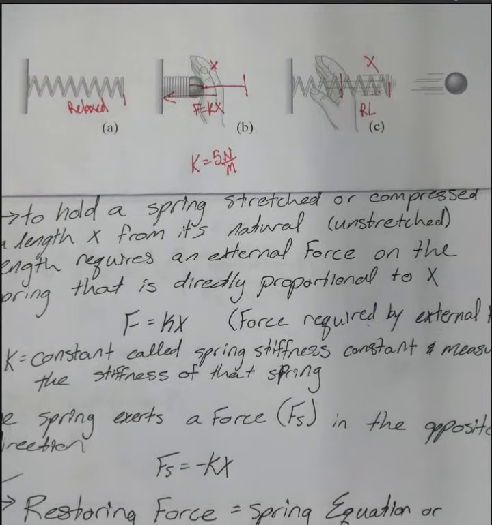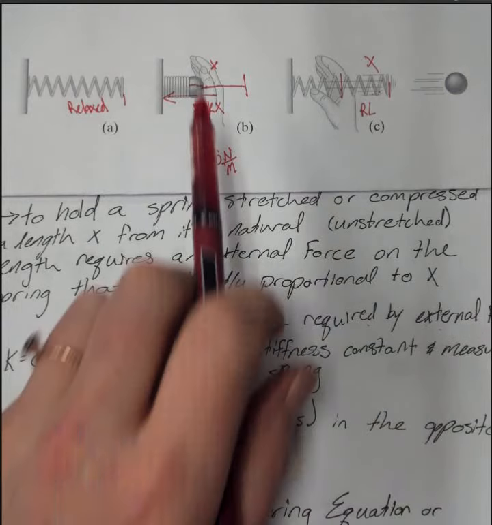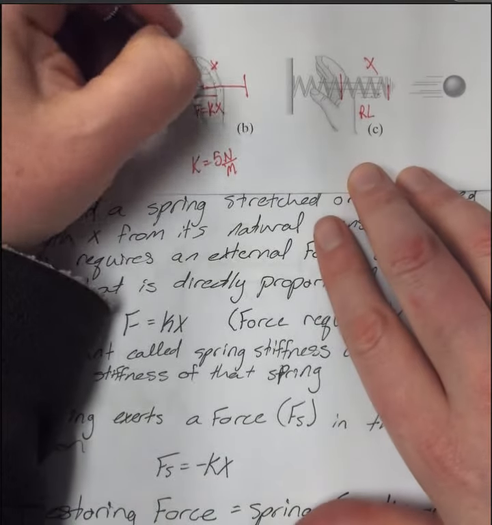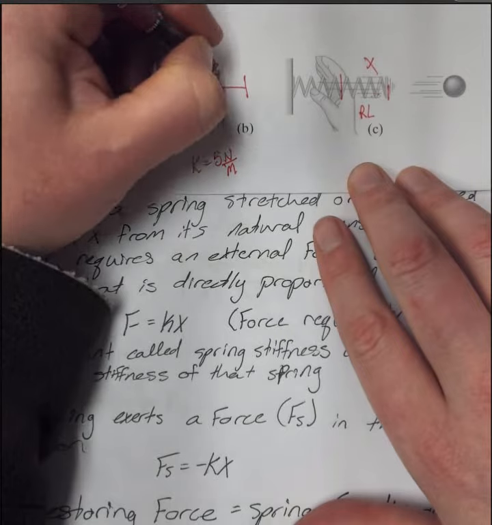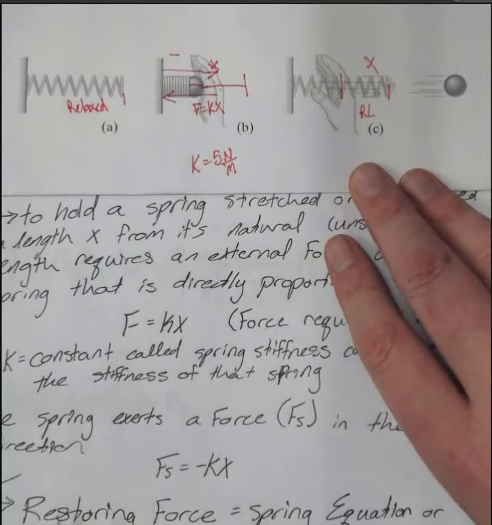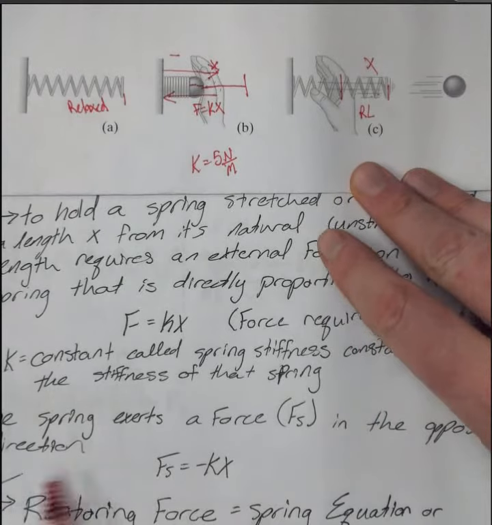So that's what a spring constant is. The spring exerts a force in the opposite direction of the applied force. So this is the applied force. Now, when that happens, the spring, because forces come in pairs, is applying a force in the opposite direction. And so we say that the force by the spring is going to be opposite of kx, or negative kx.